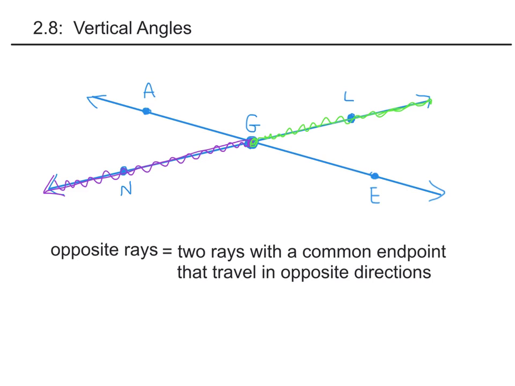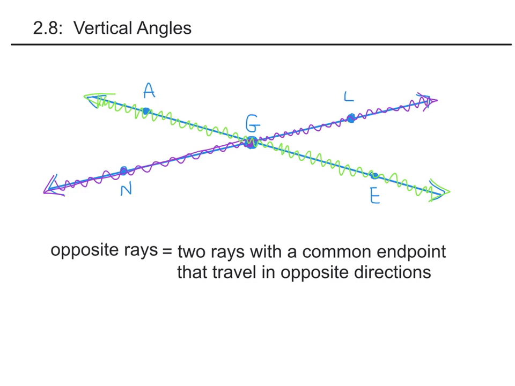So now that we know what opposite rays are, how does that help me with my goal of finding out what vertical angles are? Vertical angles are two angles that have the same vertex, and they are made up of two different pairs of opposite rays. So what does that mean? Well, I'm calling this a pair of opposite rays. We said GN and GL are opposite rays, and this is another pair of opposite rays.